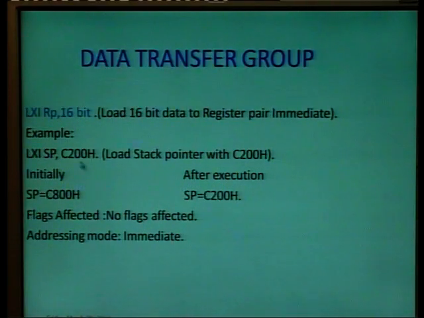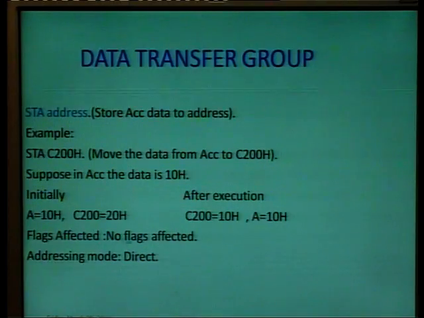Another is LXI RP, where RP stands for register pair. Valid register pair in this case will be either B pair, D pair or H pair. B pair means BC register, D means DE register pair and H for HL register pair. In this case we can also use the SP stack pointer, no flags are affected, and this is also the immediate addressing mode. Then STA address: this instruction stores the accumulator data to the given address.